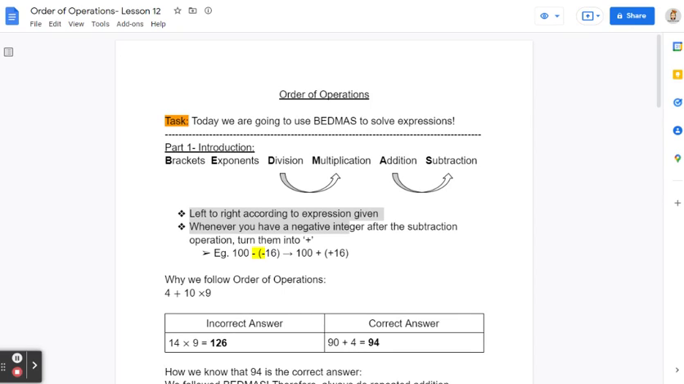Hello everyone, welcome to lesson 12 in math. It's order of operations, and today we're going to use BEDMAS to solve expressions.